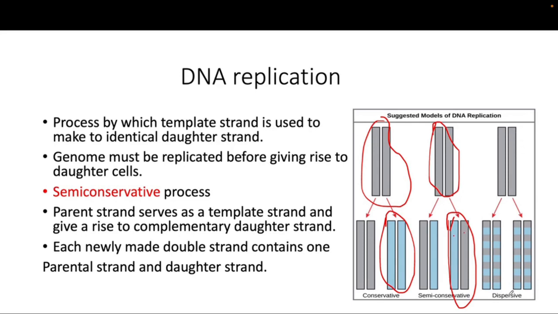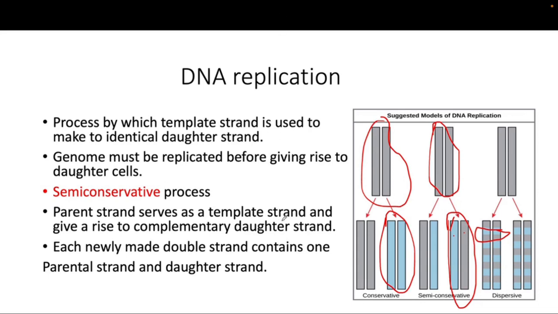And there was another model, called the dispersive model. This model suggests that the newly made strand has evidence of both parental and daughter strand, but they occur in pieces, as you can see here. One piece is a newly made strand, whereas the other is parental strand. The semi-conservative process suggests that the newly synthesized strand is complementary to the parental strand.